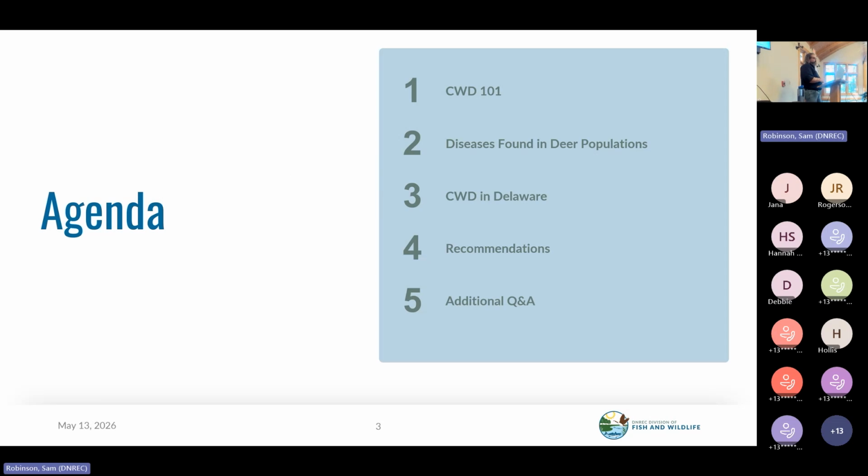So the agenda, we're going to have a few things to talk about. One, we're going to talk about what CWD is. So that's our CWD 101. Then we're going to talk about the other diseases, because I think it's important to really see the differences between CWD and other diseases that affect deer. The next one, we're going to talk about CWD that's here in Delaware. I'm sure that's what's all on your minds, right? Then we're going to talk about recommendations for the hunters and general public, and then we'll go into additional questions.